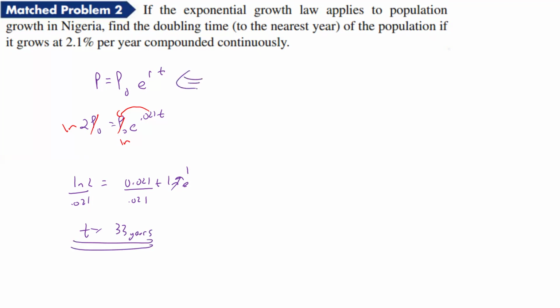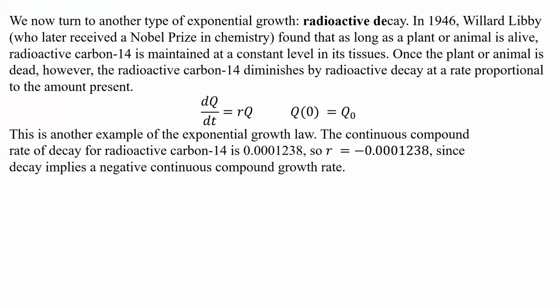And again, we know our equation already for population growth, and so we can use that as we go. All right, so now we're going to turn our attention to radioactive decay. A little interesting thing: in 1946, Willard Libby, who received a Nobel Prize in chemistry, found that as long as a plant or animal is alive, radioactive carbon-14 is maintained at a constant level in its tissues. Once the plant or animal is dead, however, the radioactive carbon-14 diminishes by radioactive decay at a rate proportional to the amount present. So in this case, dQ/dt equals rQ, and Q of 0 is equal to Q sub 0.